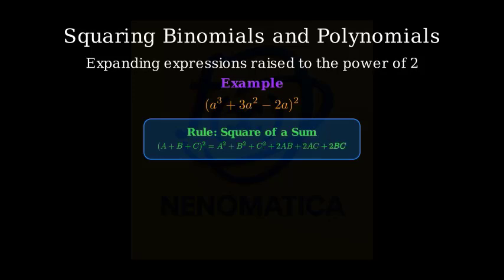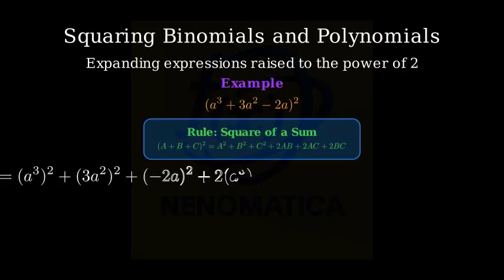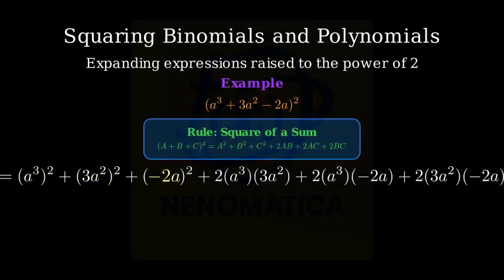We want to expand the expression (a cubed plus 3a squared minus 2a) all squared. To solve this problem, we'll use the square of a sum formula. We can think of this as squaring a trinomial where a equals a cubed, b equals 3a squared, and c equals negative 2a. Now we'll apply our formula. A squared plus b squared plus c squared plus 2 times a times b plus 2 times a times c plus 2 times b times c.